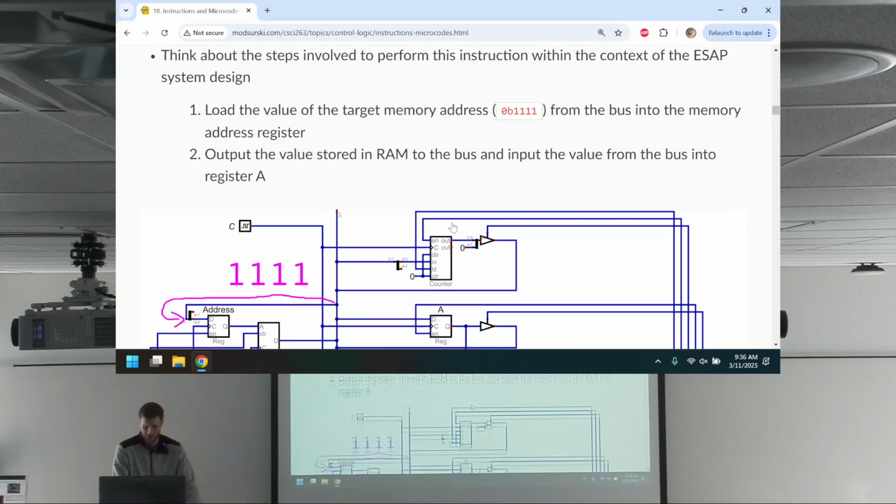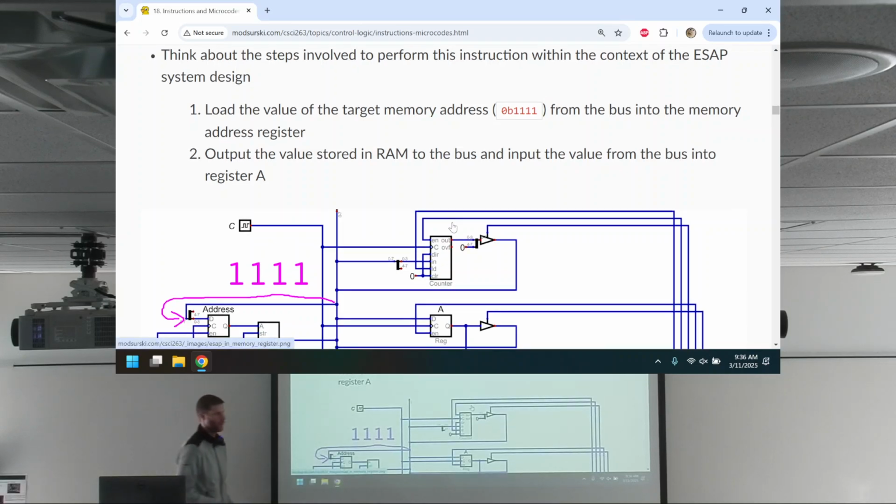That's what we want to do. So what are the steps involved? Well, I need to first put the memory address into the address register. And that takes a clock cycle because we need a clock pulse to latch anything into a register.